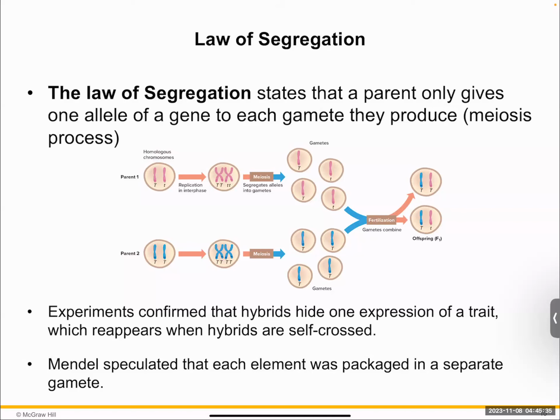Now, as Mendel developed his experiment, he noticed something else. And based on that understanding he came up with the law of segregation. Now, what does the law of segregation imply? As the word segregation implies, it means separating. They say that the parent only gives one allele of their genome to each of their gametes. And remember, the word gametes means the sperm and the egg. And this is happening during the meiosis process.